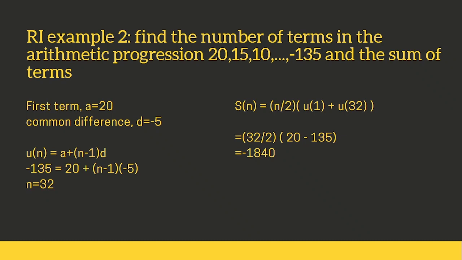So first, we need to find n. And so Un equals a plus (n minus 1)d, so minus 135 equals 20 plus however many times minus 5. In this case, our n is 32, so that's how we get onto the right hand side. Insert the 32 divided by 2 times 20 plus a negative 135, you get minus 1840. So that's the sum of all these terms.